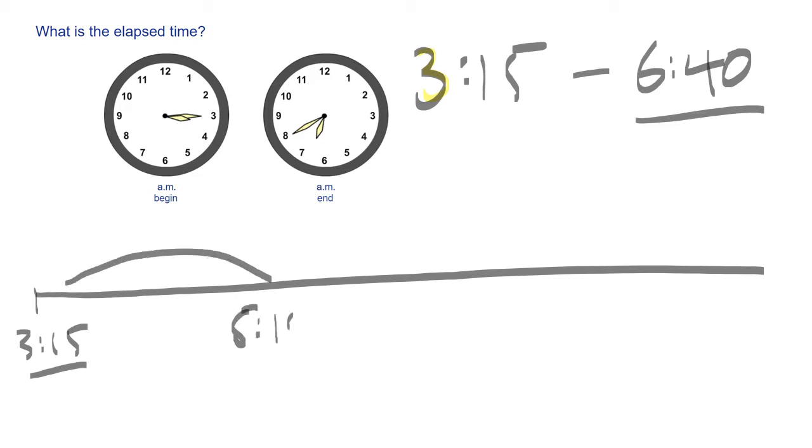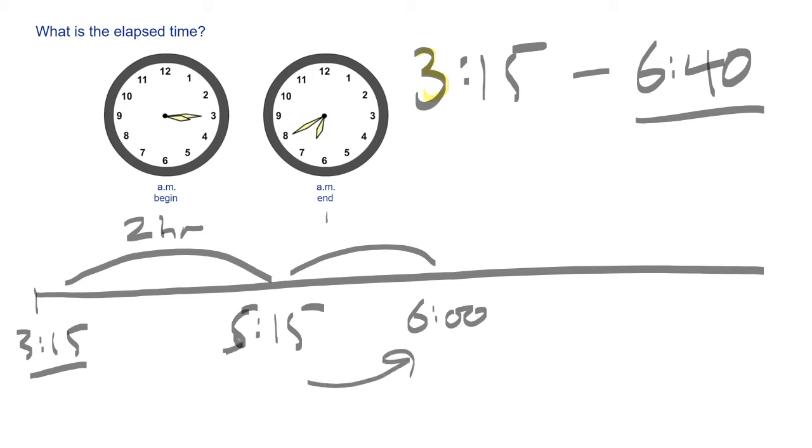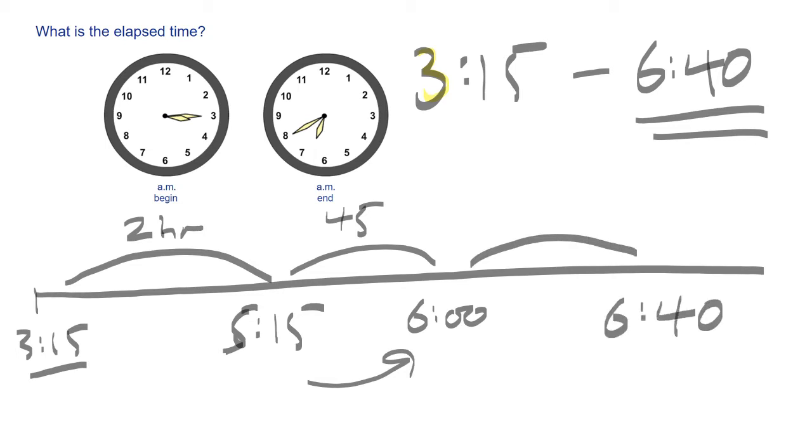And I know that 3:15 to 5:15 is 2 hours, easy. Then I'm going to go from 5:15, not to 6:40, that's too hard. I'm going from 5:15 to 6 o'clock. And I know the difference between 5:15 and 6 o'clock is 45 minutes. Right? Now I'm going to go all the way home. I'm going all the way to 6:40. I'm going from 6 o'clock to 6:40. And I know the time between 6 o'clock and 6:40 is 40 minutes.